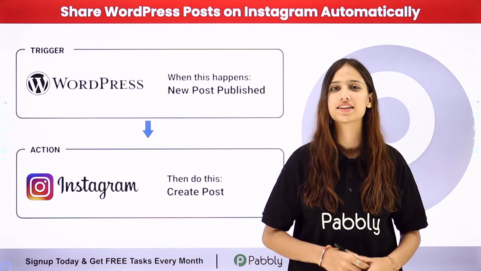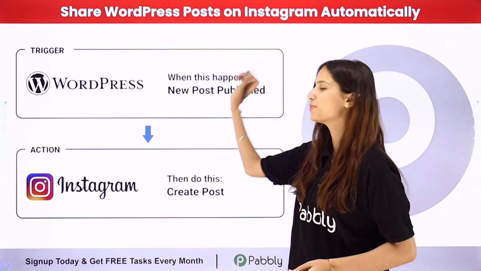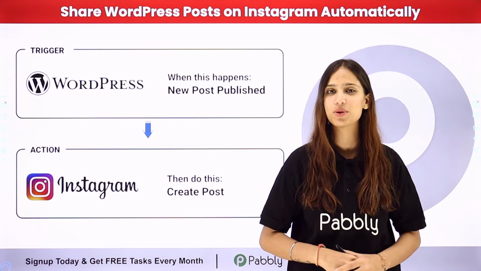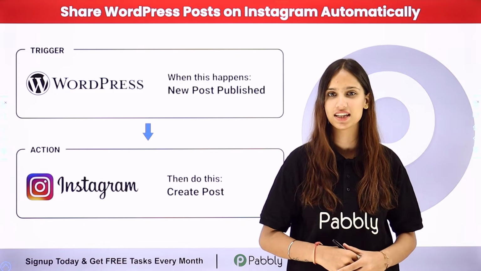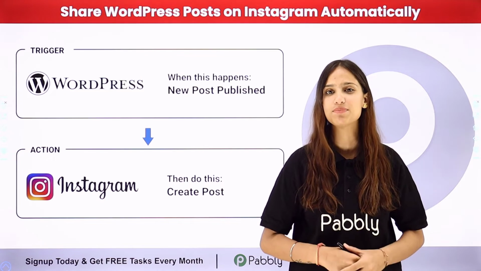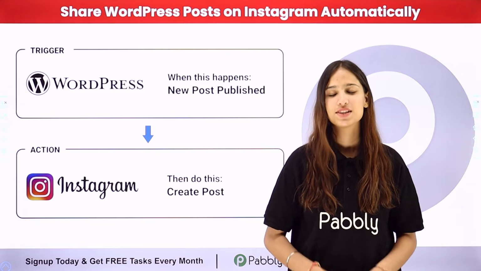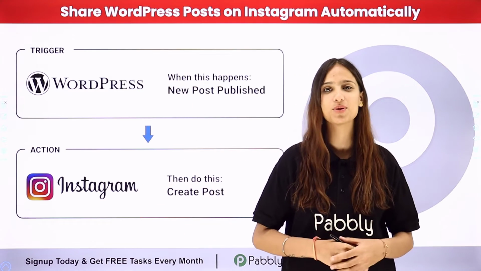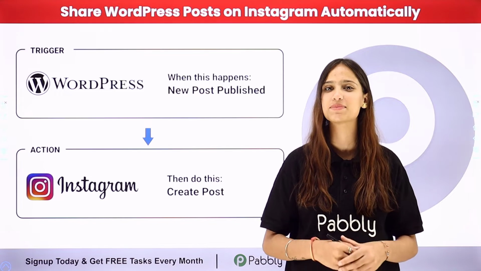So in today's video we will understand how to share WordPress posts on Instagram automatically. My objective is that whenever I create a new post on my WordPress account, I want to create that same post on my Instagram account as well. To do this, I need to set up a connection between these two applications, for which I'm going to use this amazing automation software, that is Pably Connect.